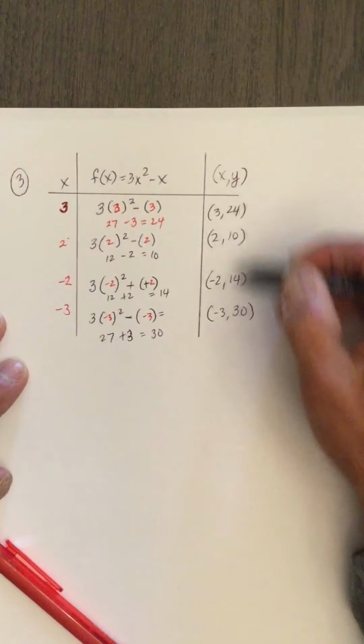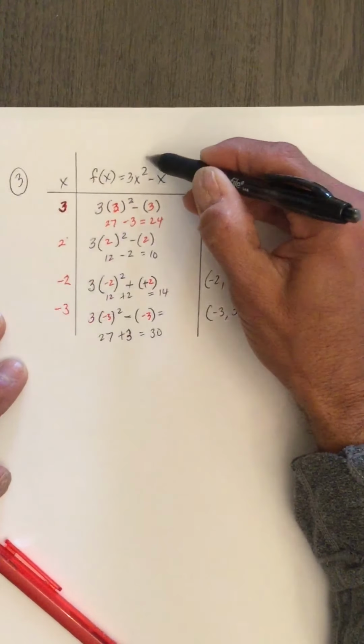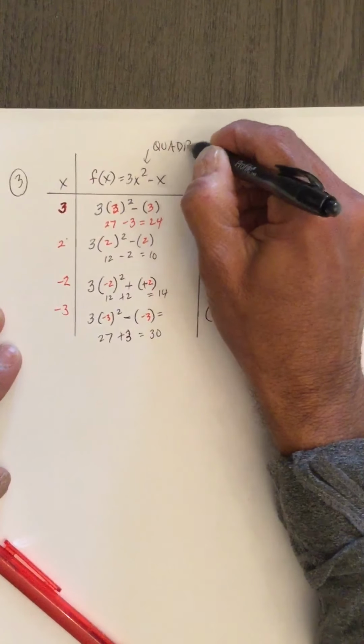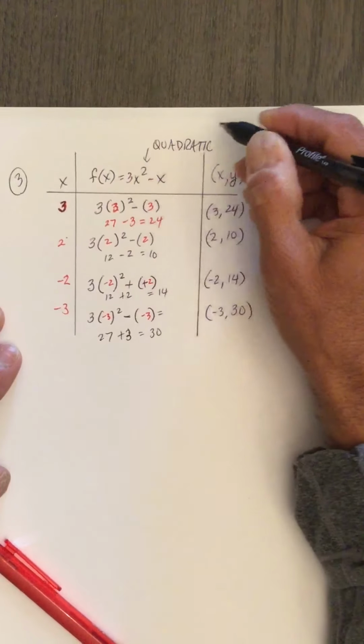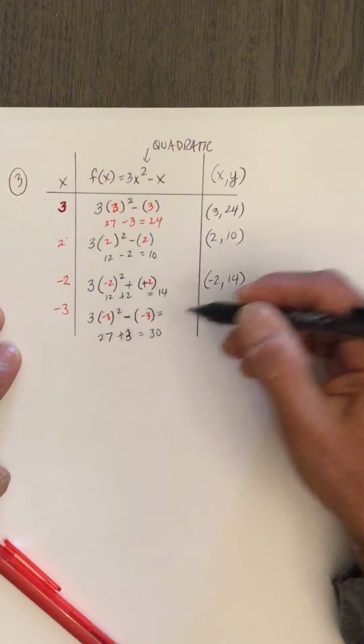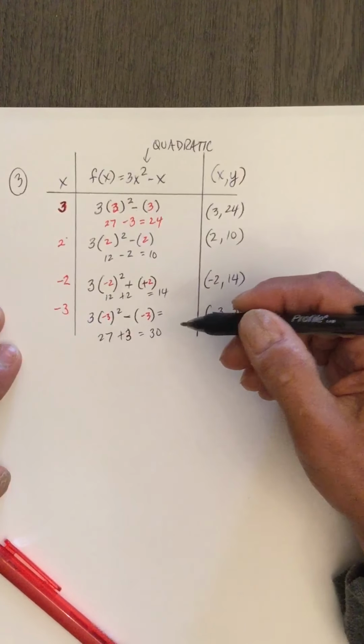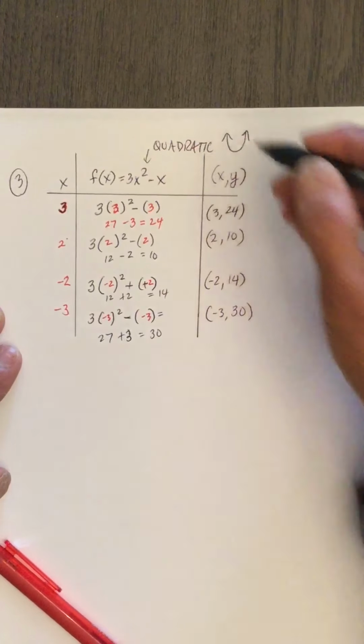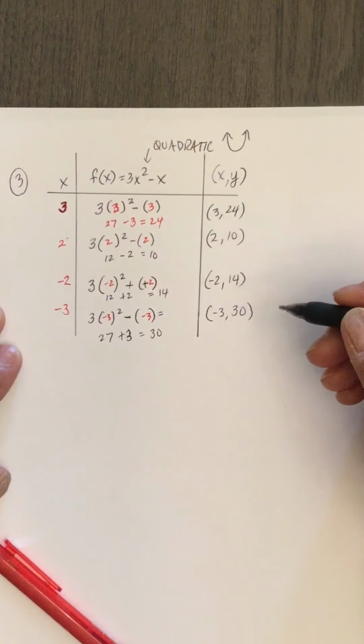And remember, these points right here, because this is a quadratic, when I put them on a graph, it's going to make a parabola, right? In this case, it's going to be something that looks like that, okay?